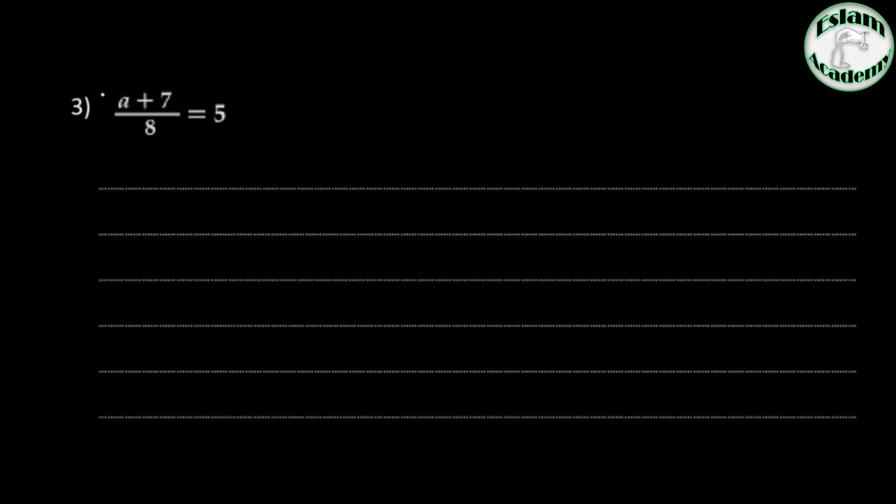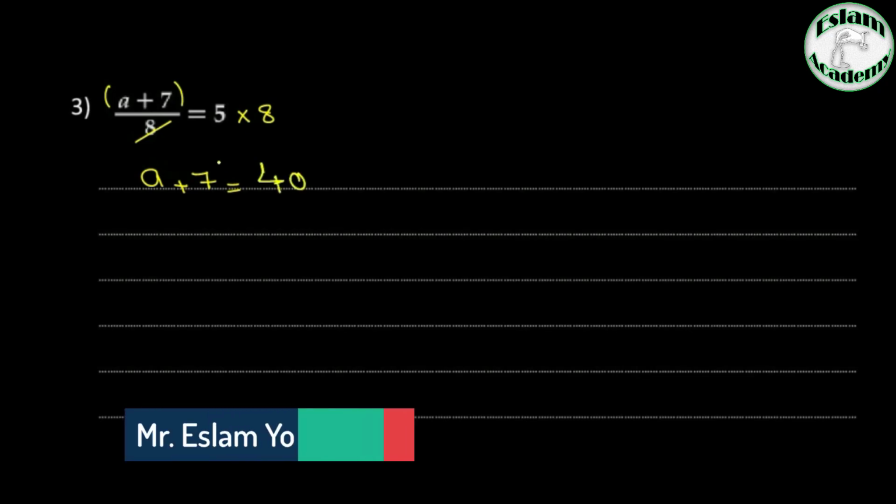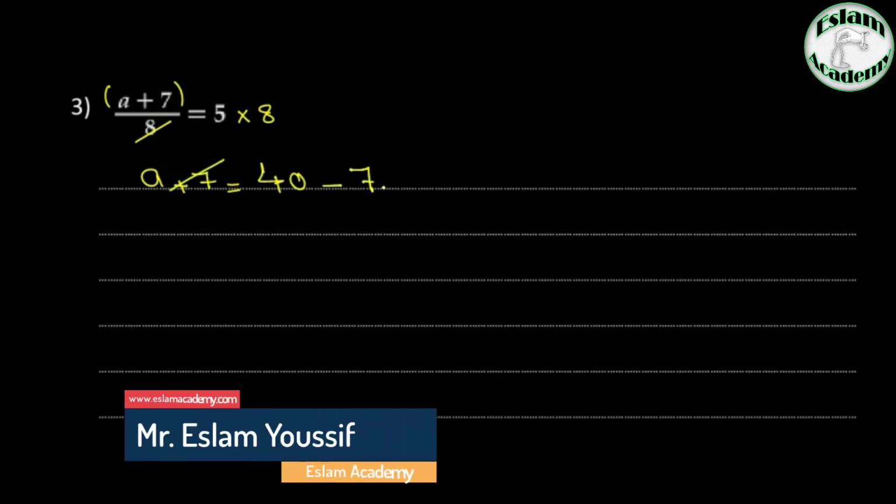But if you look at the first one, we have a plus 7 divided by 8. It means a plus 7 is inside the brackets, so the brackets will be the last operation that we make. So to solve, we start from 8. Because we have a plus 7 divided by 8, we'll cancel 8 and use multiplication, multiplying by 8. So a plus 7 equals 5 times 8, which equals 40. Now by subtracting 7, a is equal to 40 minus 7, which equals 33.